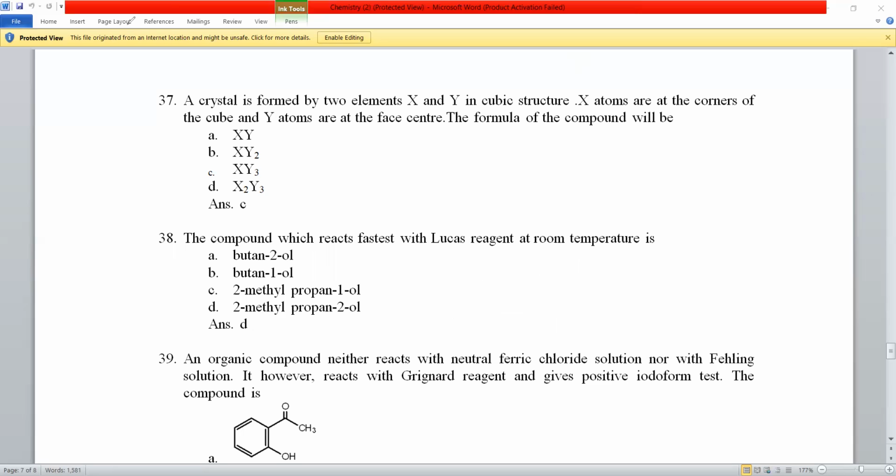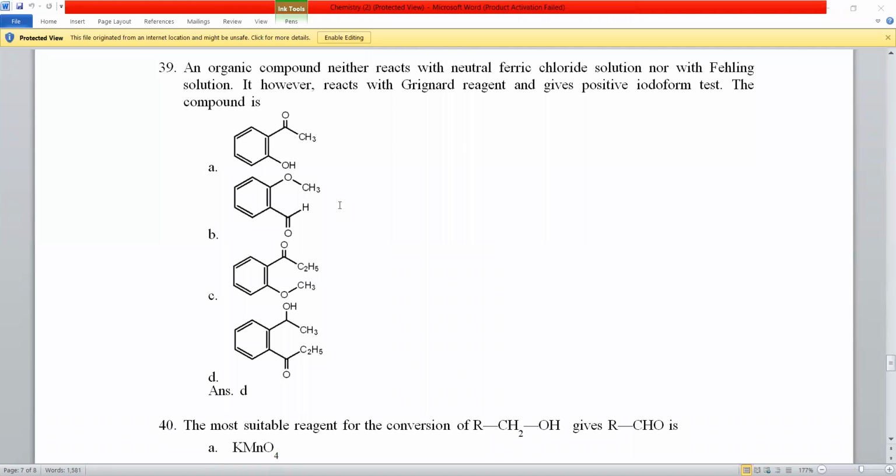So question number 39, students. An organic compound neither reacts with neutral ferric chloride nor with Fehling's solution. Nothing but it's not a phenolic group, right?